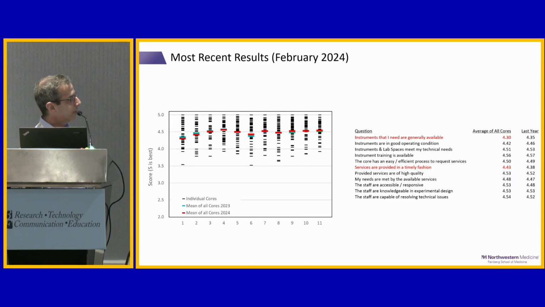But I would call your attention to these scores. They're about 4.5, between 4.3 and 4.6. That's pretty good. What that implies is that for each positive statement that we put forth, half of the people agree and half of the people strongly agree, with the exception of these few. Not surprisingly, the things that people are least happy with: instruments that I need are generally available. There can never be enough flow cytometers. There can never be enough confocal microscopes. Everybody wants to get on tomorrow. Services are provided in a timely fashion. You can never get people their data fast enough. But even there, the scores are pretty good. They're around 4.3.